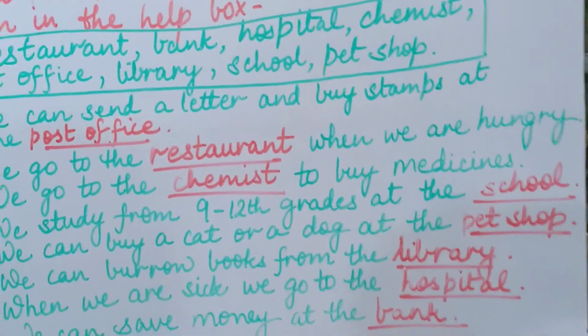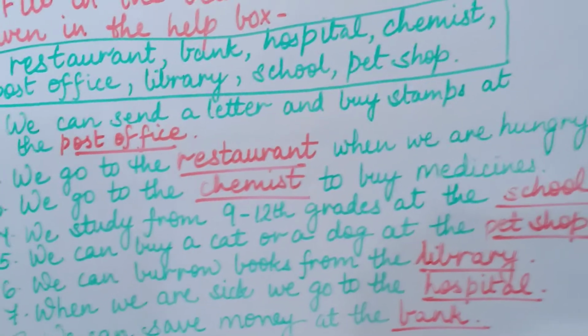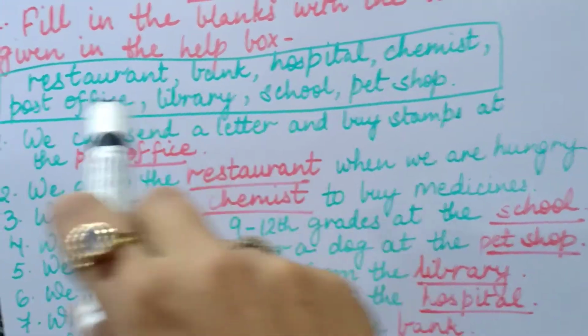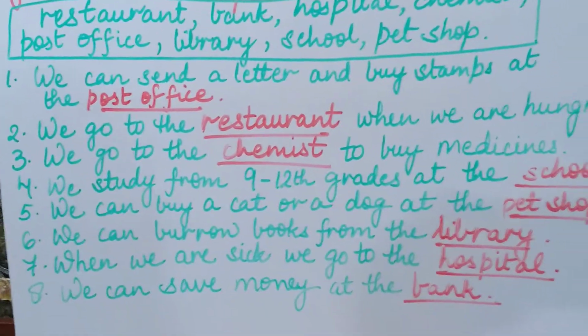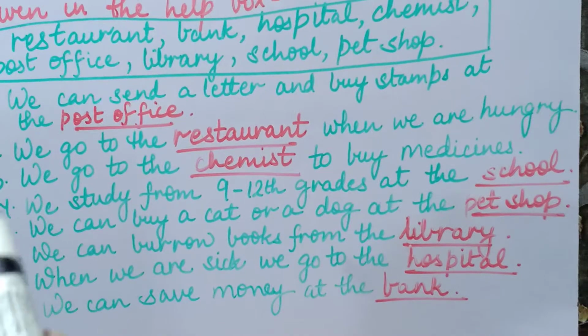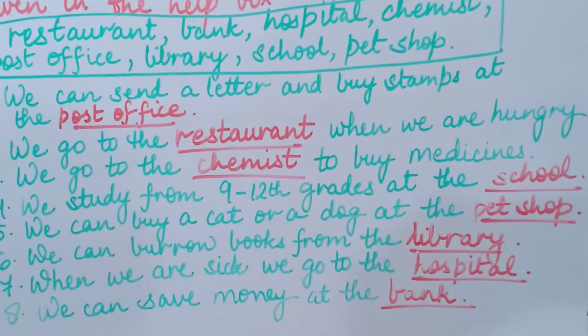Now the fourth sentence, we study from 9th to 12th grades at the dash. 9 से 12th grades तक आप अगर स्कूल पढ़ते हैं तो कहाँ पढ़ते हैं? स्कूल में. Okay, so the correct answer is school. SCHOOL, school.